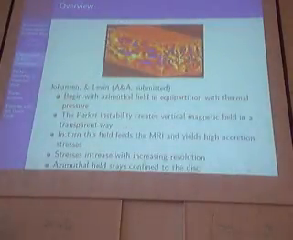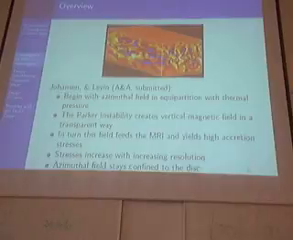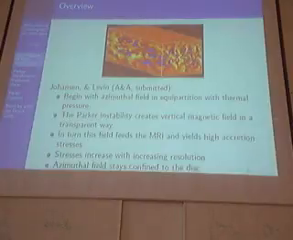Anyway, what you and I have been thinking about is, okay, what if we begin with a strong azimuthal field which is in equipartition with the thermal pressure? Then what we're seeing is a whole different behavior of the MRI.